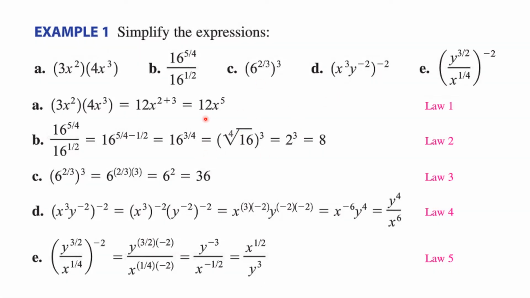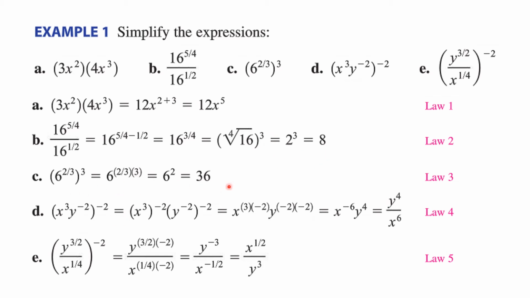So here, 4 times 3 is 12, and 2 plus 3 is 5, so this is 12x to the 5th. Here you're subtracting exponents. When you subtract the exponents, you get a common denominator, and this is going to be 2 over 4, so that is going to be 16 to the 3 over 4. And that's the 4th root of 16, which is 2, and then cubed, which is 8.